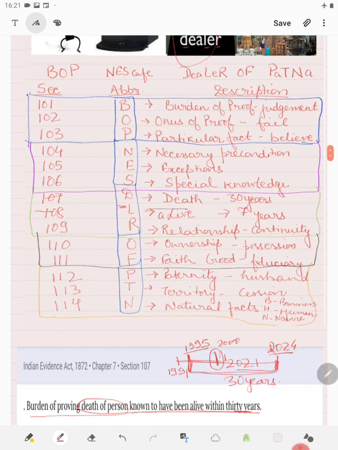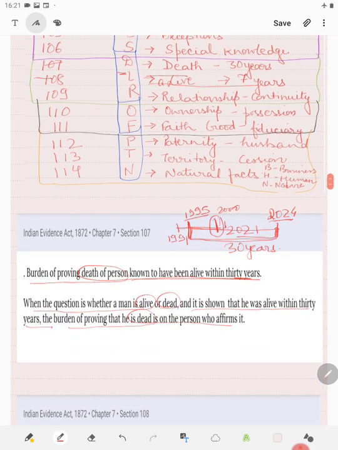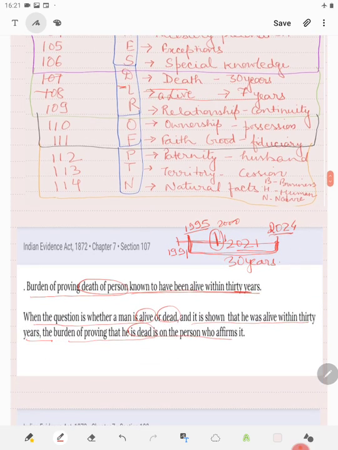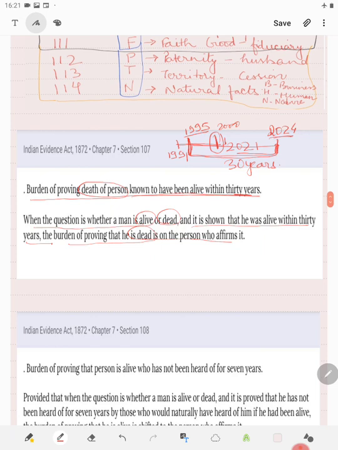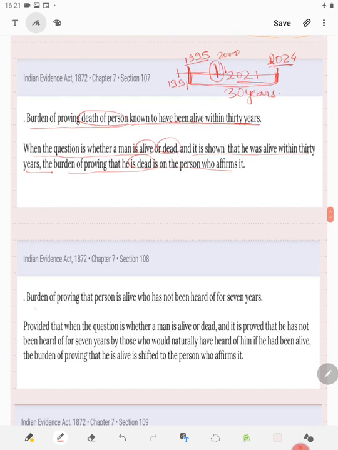Next is section 108, which is burden of proving that a person is alive. And here the period is 7 years. Section 108 says burden of proving that a person is alive who has not been heard of for 7 years. So say this is 2017 and it is 2011.